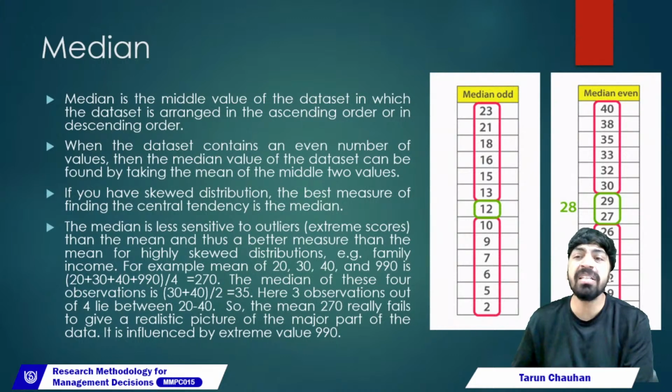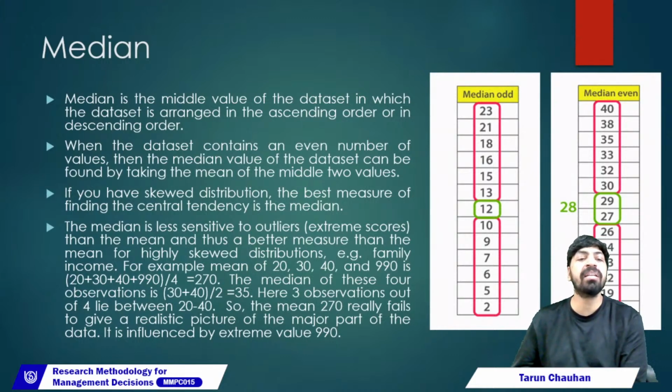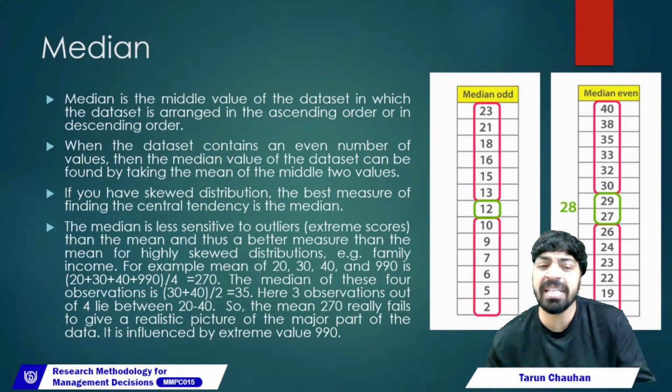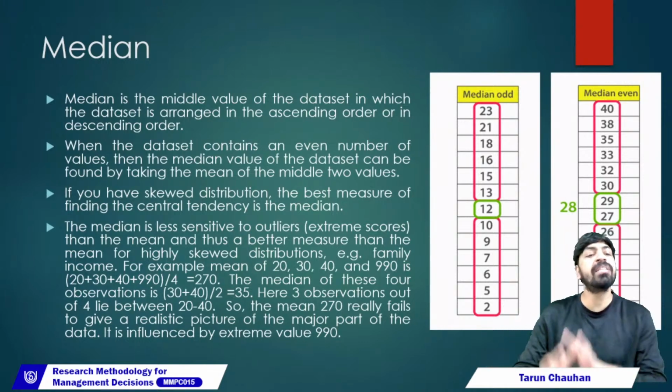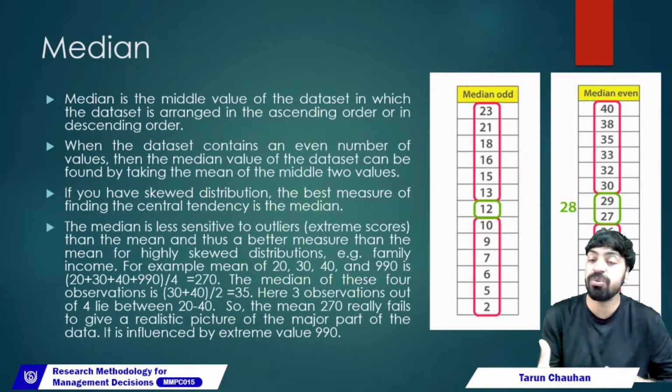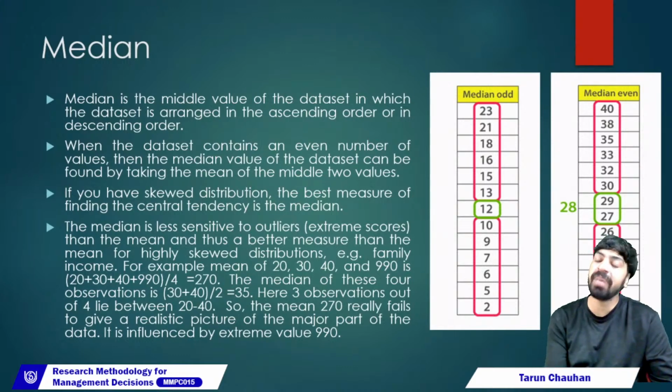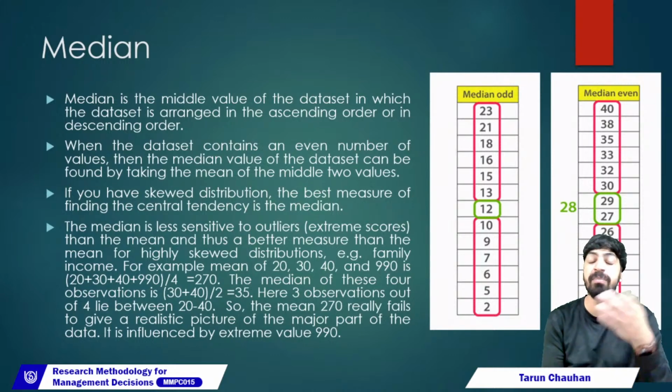So median is very easy to understand. When we talk about the median, it is also much less sensitive to outliers, that is the extreme values, than the mean and the mode. When we talk about the skewed distribution, all these three values, mean, median, mode, are equal. So if the mean is 3, the median and mode are also 3. So that's called the skewed distribution.